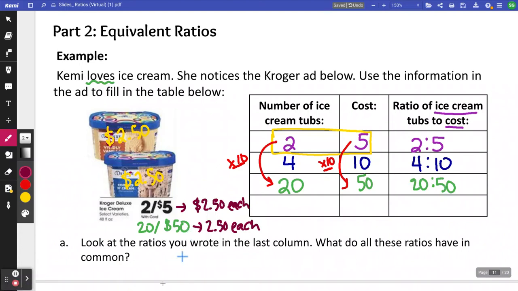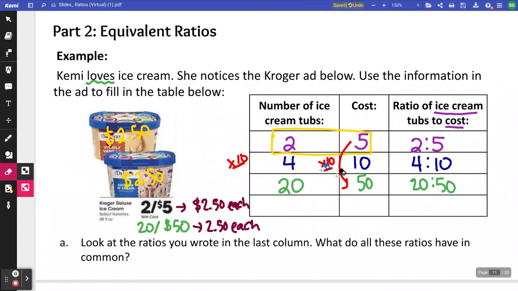One of these other ones we had figured out, that 4 to 10, if we do that division, it's also $2.50 each. So similar to when we first started with the recipe of Sprite and fruit juice, we said each time we were just making more punch, but the recipe was staying the same. Here, what's staying the same is this idea of how much each tub of ice cream costs. We're scaling up, meaning she's buying more and more ice cream, but it's all for the same original price. Each tub costs $2.50, no matter how many tubs of ice cream you buy.